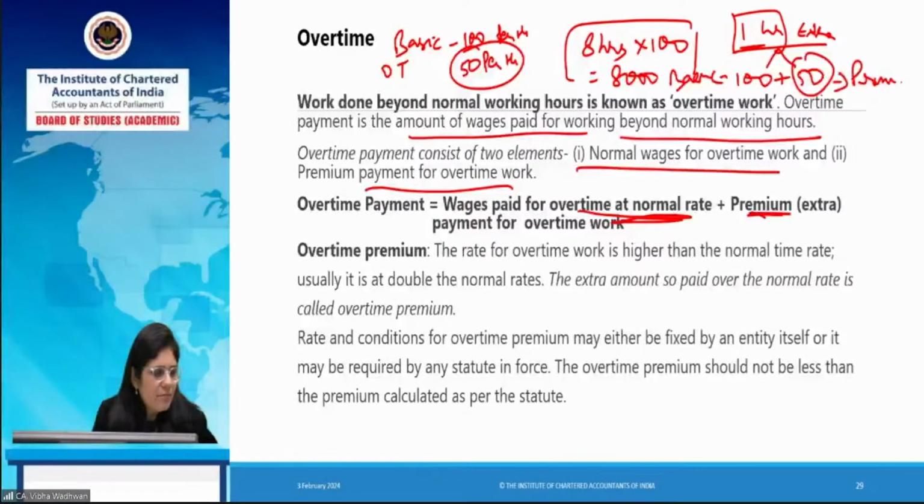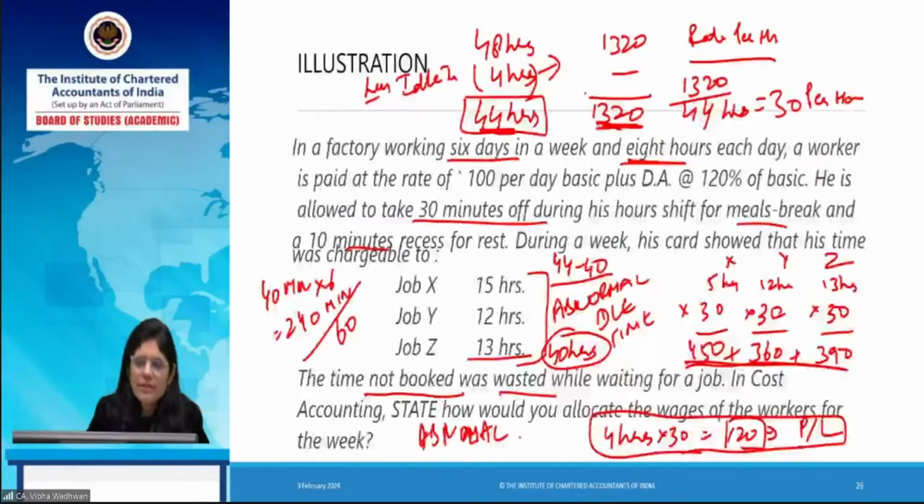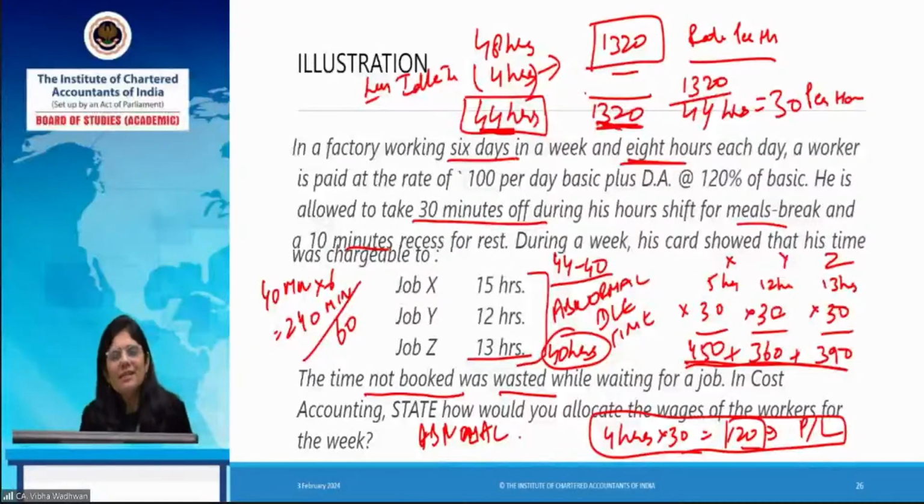Abnormal time. Gunjan, see, you have to understand the things. The employee is getting 1320 only. The employee is getting paid for normal idle time also and for abnormal idle time also. You need to understand this. While calculating the labor cost, we don't have to take the abnormal cost.